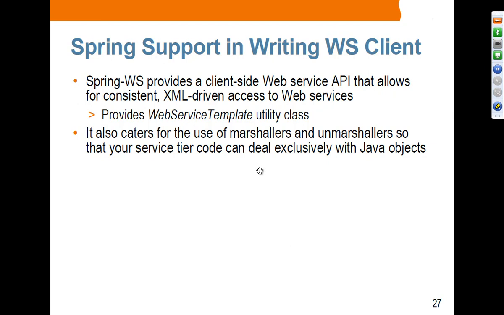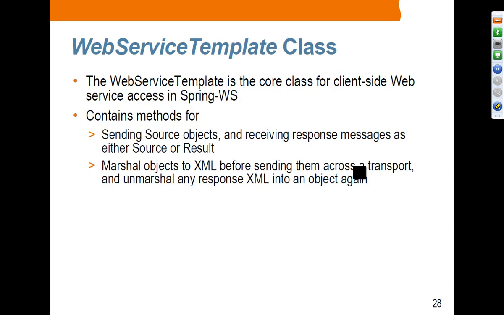It also handles the use of marshallers and unmarshallers so that the service tier code can deal exclusively with Java objects. By the way, marshaller and unmarshaller, I'm talking about JAXB kind of technology, which you can use to generate the Java classes from XML schema. The WebServiceTemplate class is the core class on the client side. It contains methods for sending source objects and marshalling objects to XML, and unmarshalling any response XML to Java objects again.